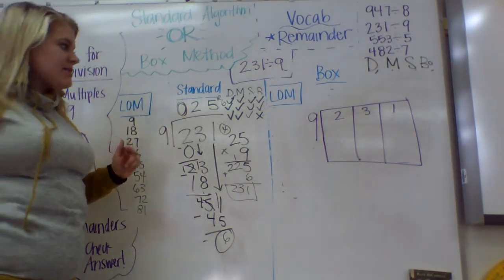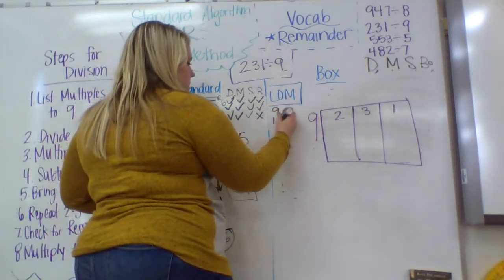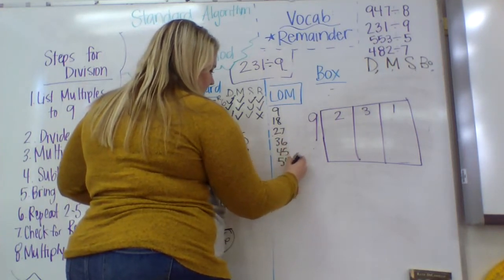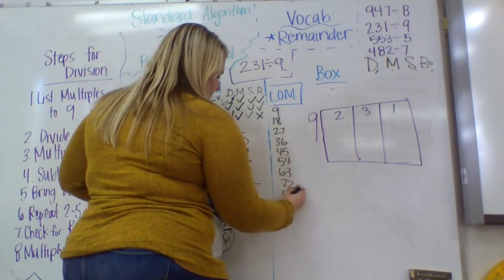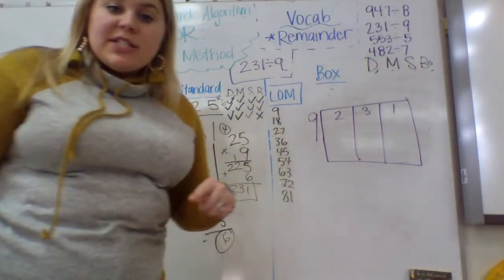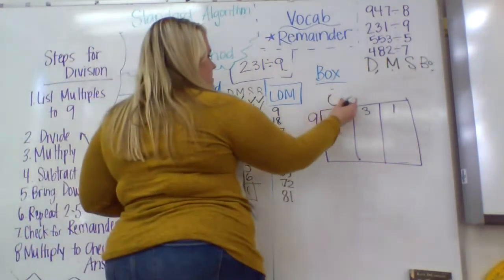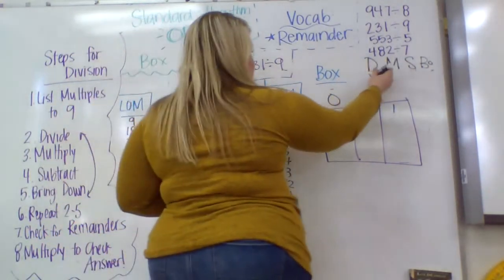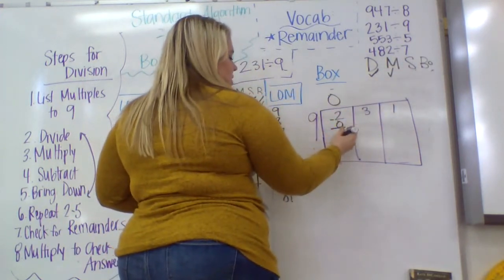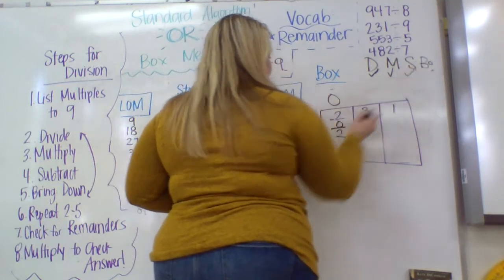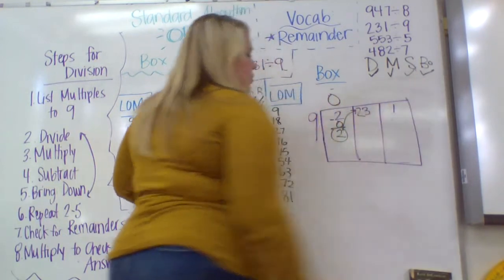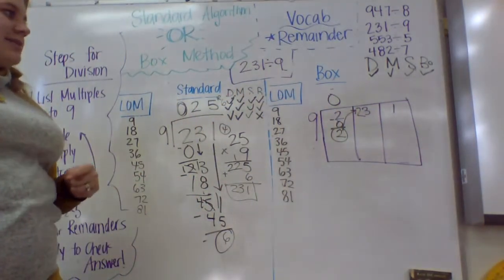We're going to try it box method. List your multiples. Okay. How many times can 9 go into 2? 0 times, because 9 is too much. So I've already divided. When I multiply 0 times 9, I get 0. 2 minus 0 gives me 2. Now I'm going to circle that 2 and bring it over. So now I have 23. I've got a row of check marks, so I know I'm ready to start the process all over again.